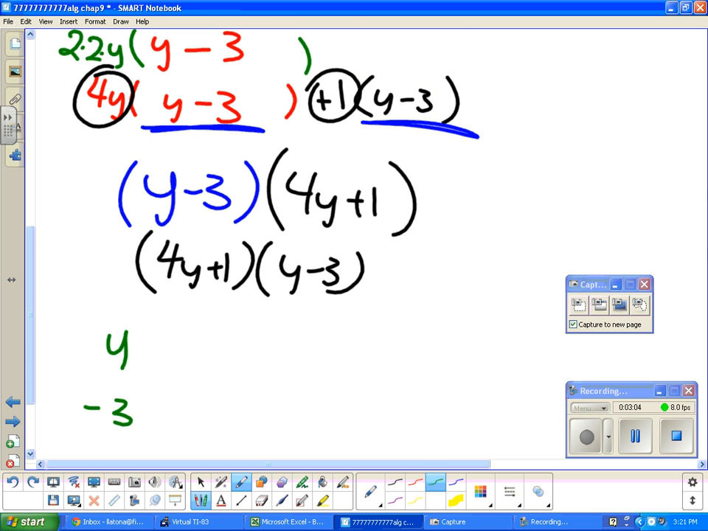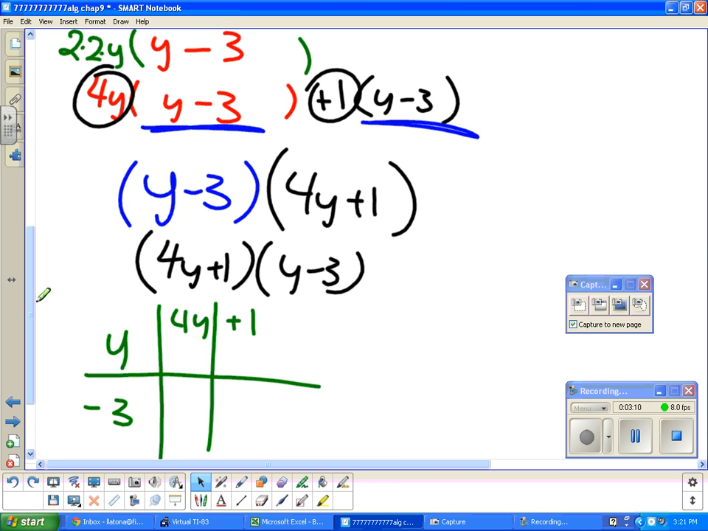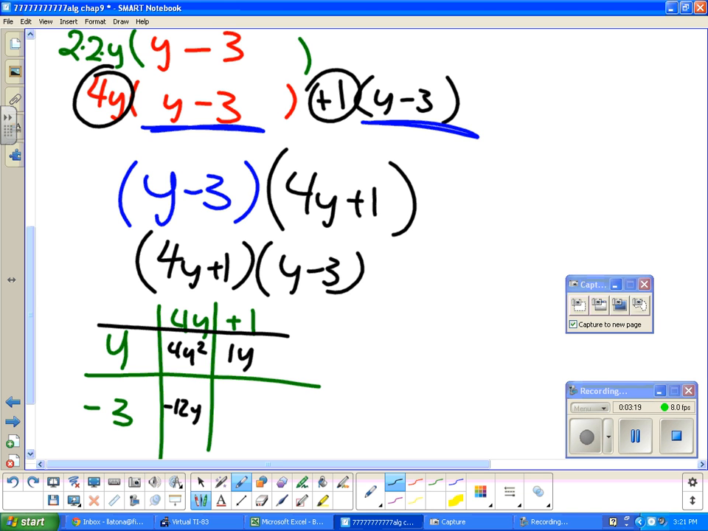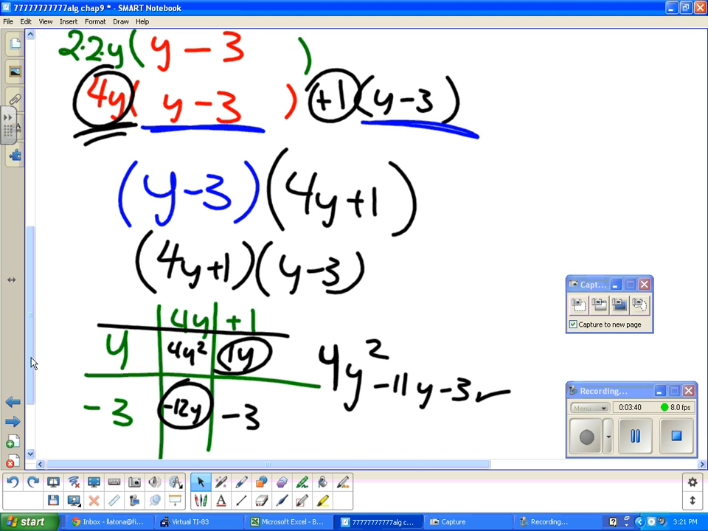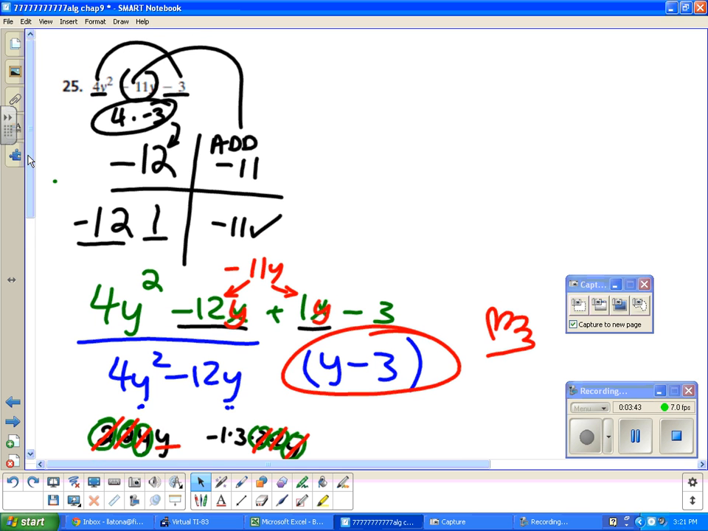And then if you wanted to check your work, let me just show you. If I FOIL this out, this times this is 4y squared. This times this is 1y. This times this is -12y. This times this is -3. And if you look, you get the same terms. You get 4y squared, the -12 and the 1, which we figured out. So we get 4y squared minus 11y minus 3, and that checks with our original equation way back here.